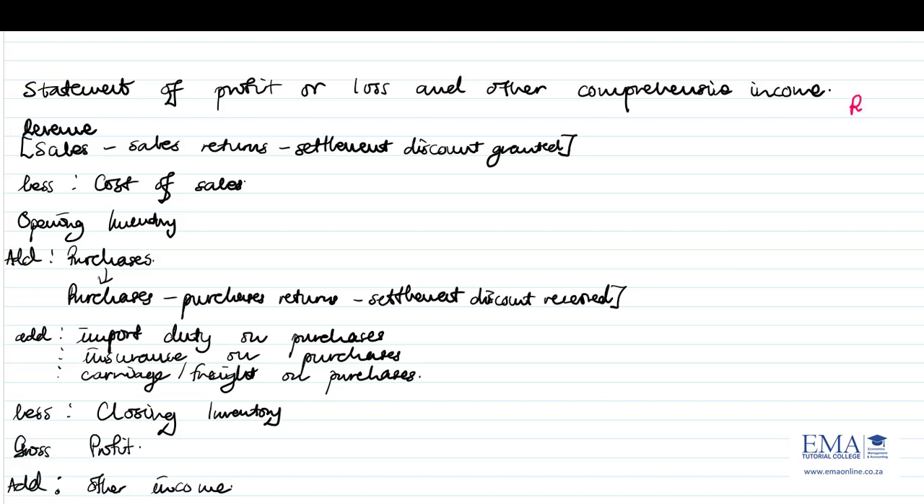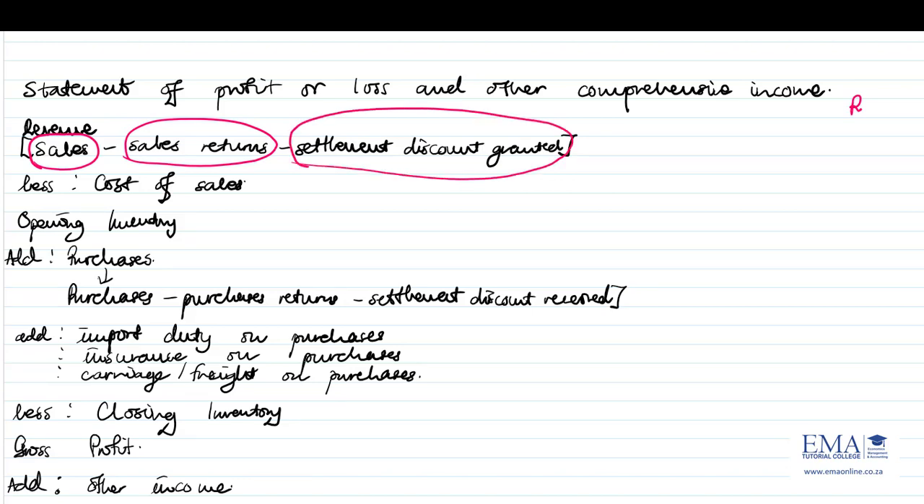What is revenue? Revenue is your sales minus your sales returns minus your settlement discount granted. What do we mean? We're saying you are selling, right? So maybe you're selling screws, and you sold screws that were worth 150,000.